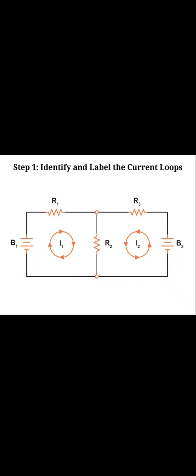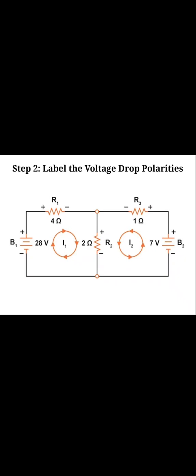I1 current is in the clockwise direction, and I2 is in the anti-clockwise direction. We can choose the current directions as we like; even both currents could be taken clockwise or anti-clockwise. Here in the first loop we take I1 current in the clockwise direction, and I2 current in the anti-clockwise direction. This is the first step. Second step, label the voltage drop polarities.